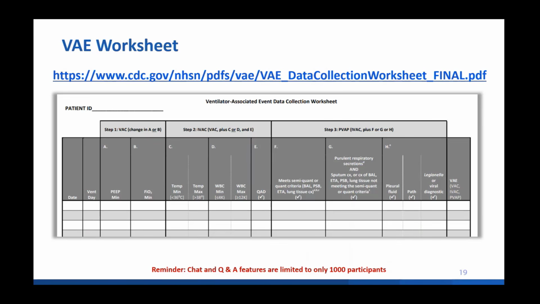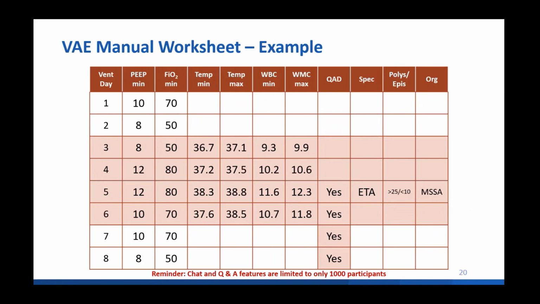And another one of the VAE tools that NHSN provides is the VAE data collection worksheet. Here you can fill out applicable data to come to a VAE determination based on the VAE algorithm. And this is an example of what the VAE worksheet filled out will look like. After you have filled out all applicable information, the worksheet helps to visualize which VAE criteria are met and may assist with final VAE determination.